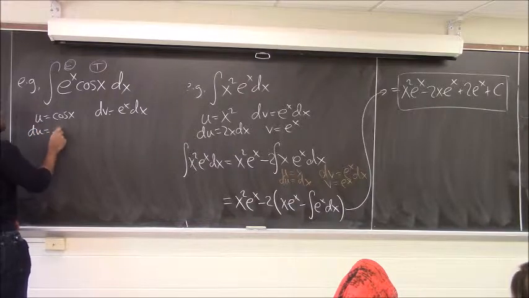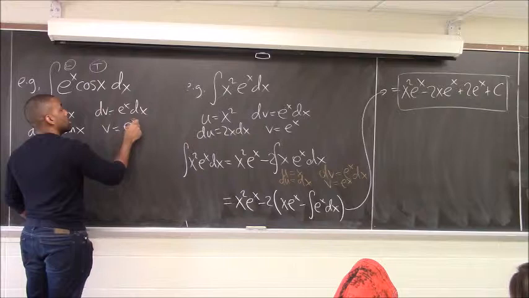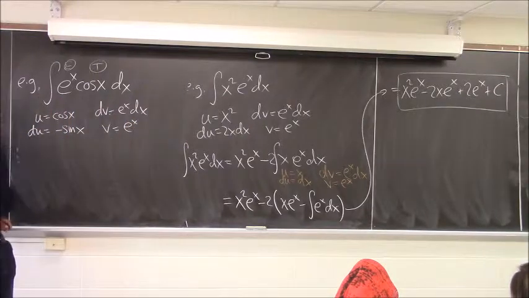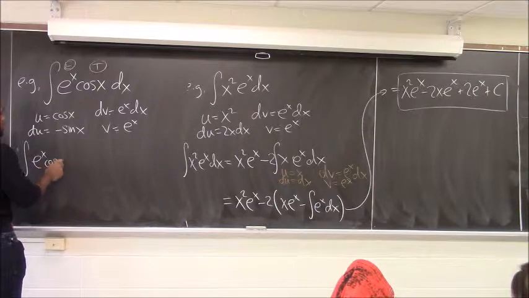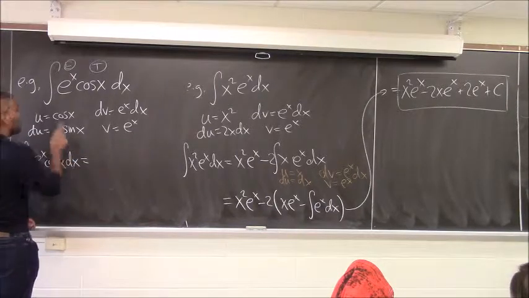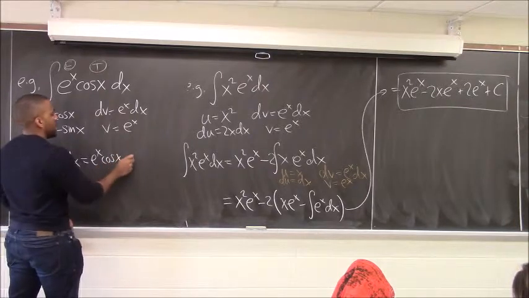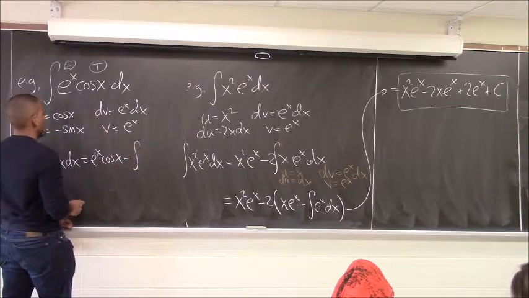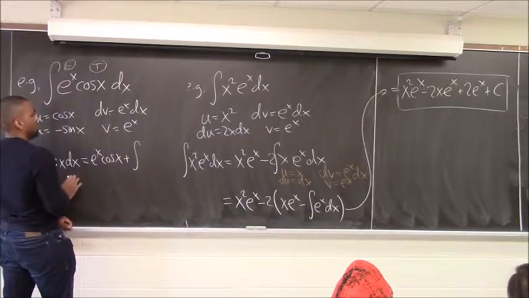Our du would be the derivative of cosine, which is minus sine of x. The integral here is e to the x. So I plug that in. Here we have e to the x cosine of x equals u times v minus the integral of v du. Here's a negative sign, that's going to turn that to a positive sign.